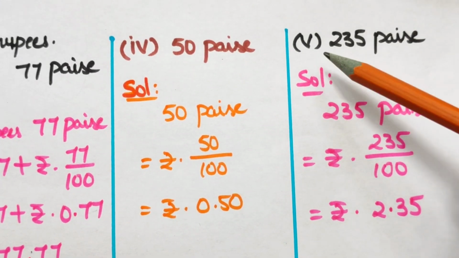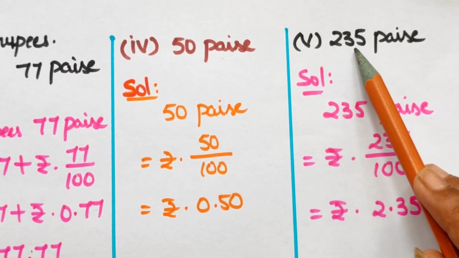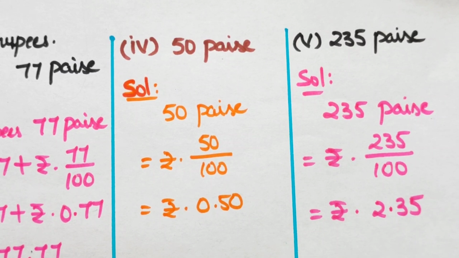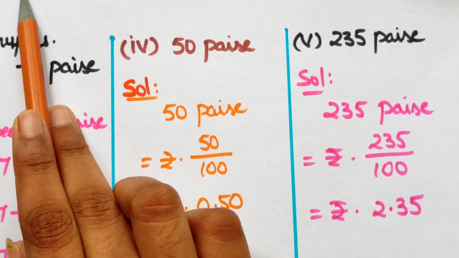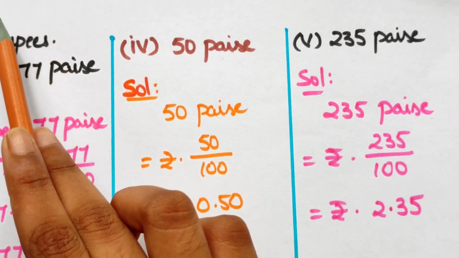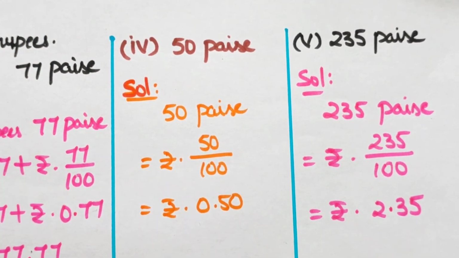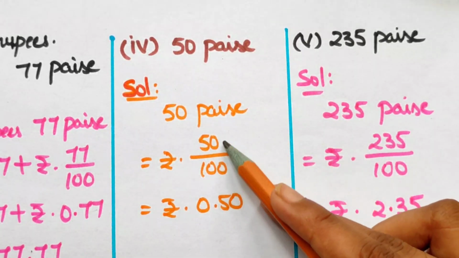Okay friends, now let us see fifth bit, that is 235 pies. We have seen how to convert: 1 pie is equal to rupees, that means it is 1 by 100. That means these all bits are below 100. So here it is 50 by 100.